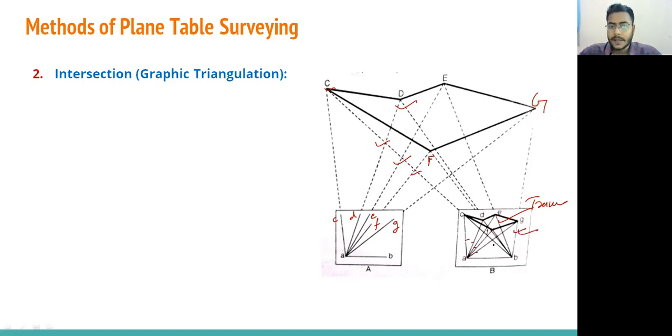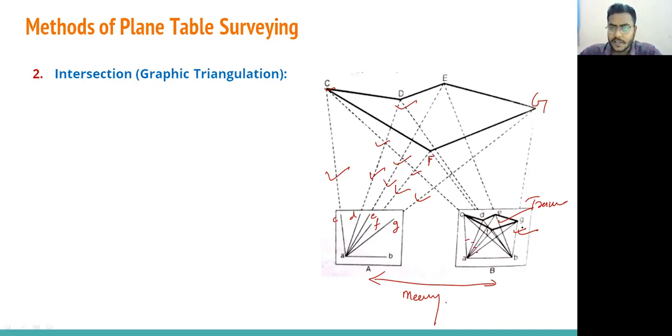So in this case, we are not measuring each and every line. We are not measuring this line, this line, this line. We can measure A to B only, this line only. We are measuring the length A to B, here we are measuring, not each.